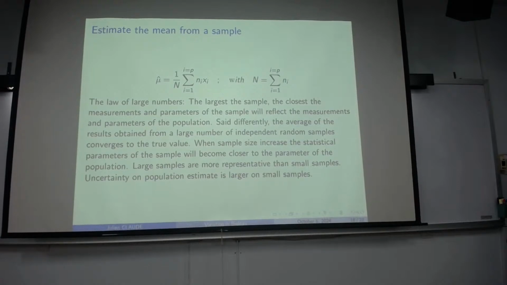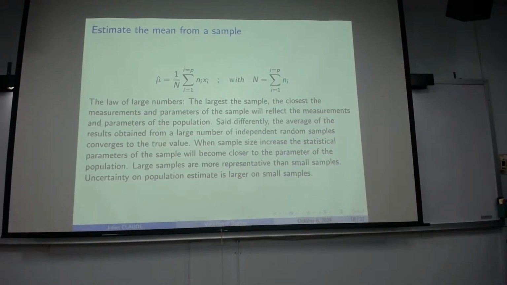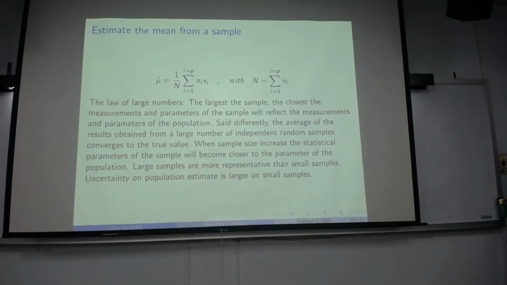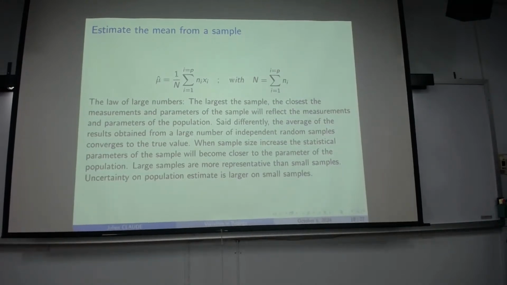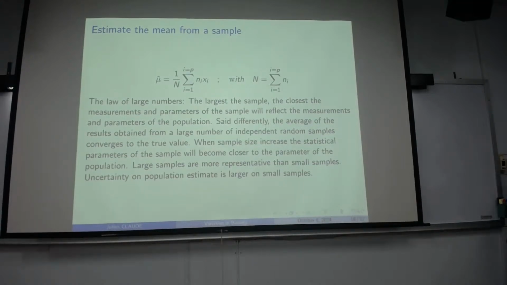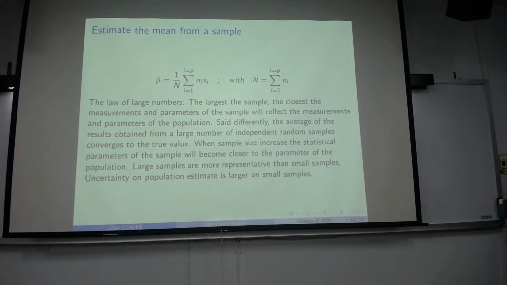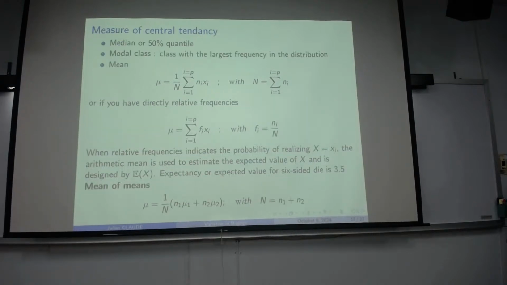So let's move again to the mean. So when we compute the mean, we always try to estimate the mean of the population. But we never do that because we always do that from a sample. So you can see that the formula of the mean for a sample and the formula of the mean for the population is the same. So here for the sample and here for the population.